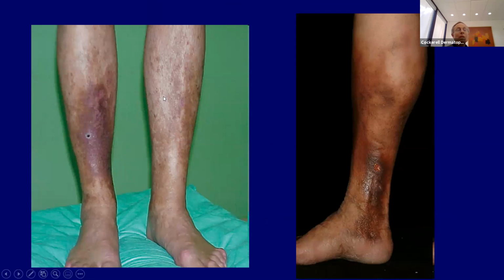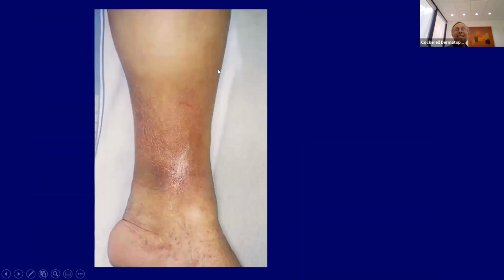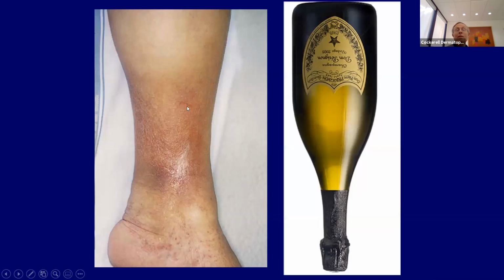So this guy's got some pretty bad stasis change here. This guy's got the inverted champagne bottle appearance with some stasis ulceration over here. Notice the medial part of the leg is involved here. And this is the classic inverted champagne bottle appearance. That may just be the picture, but I think there is some evidence of livedovasculitis here as well. And if you look at that under the microscope, it looks pretty much like an inverted champagne bottle.